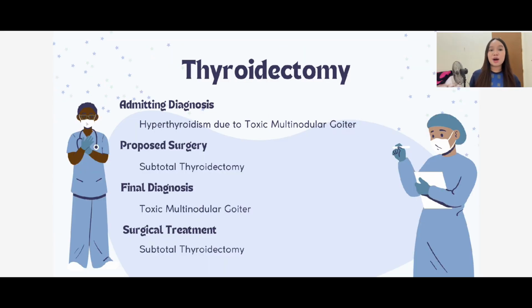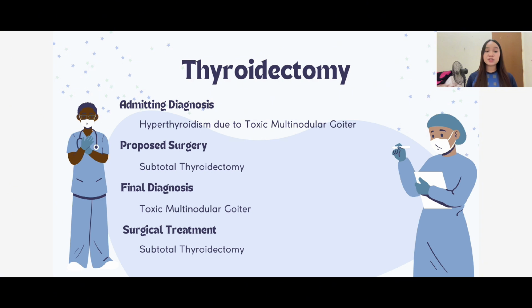Hello everyone, so our case for this case study is about thyroidectomy. Our admitting diagnosis for this is hyperthyroidism due to toxic multinodular goiter. It is a condition in which multiple thyroid nodules produce excessive thyroid hormones, leading to an overactive thyroid gland.